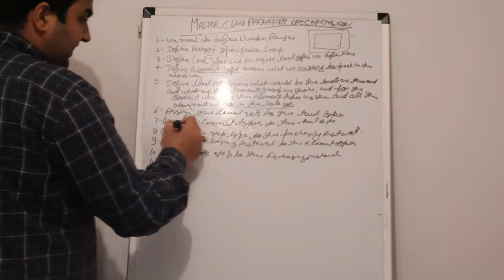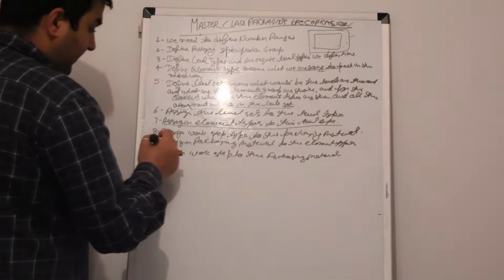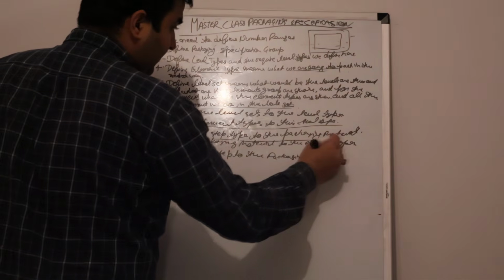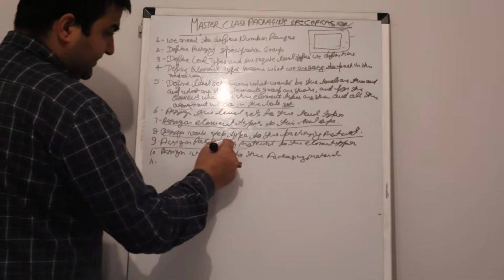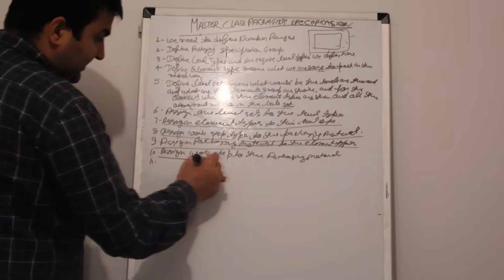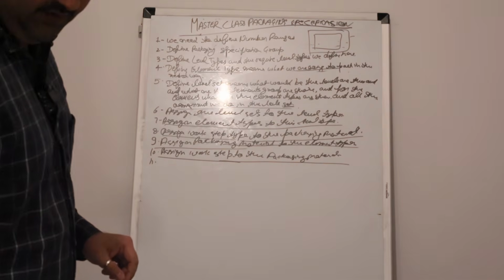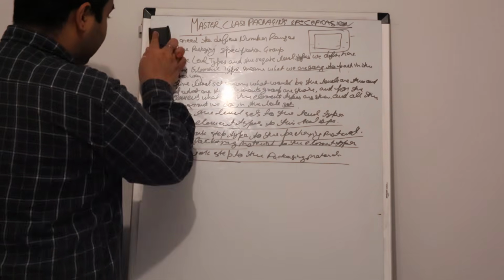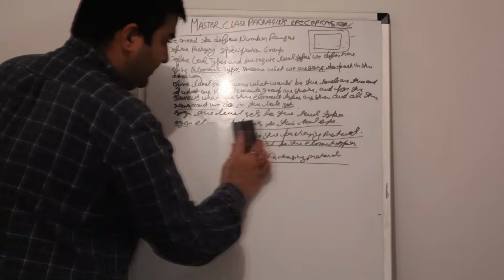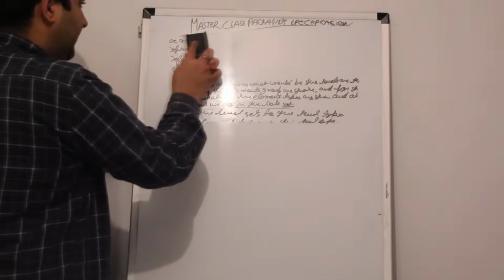Okay, assign element types to the label types. Assign work step type to the packaging material. Assign packaging material to the element type. Assign work step to the packaging material. And I will continue point 11 from here guys, because it's a little difficult to write here.